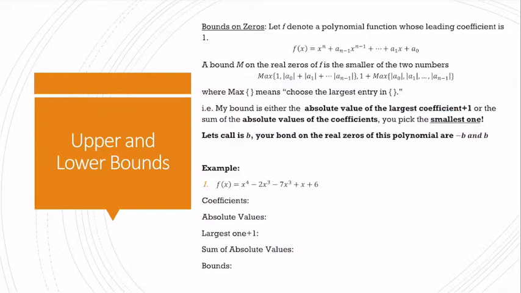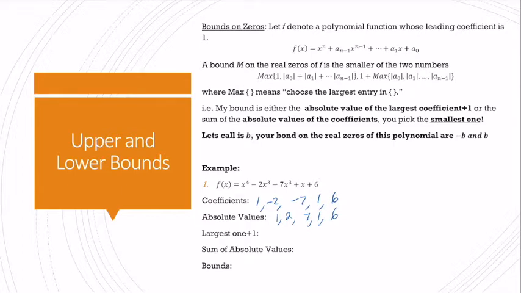So if I have x to the fourth minus 2x cubed minus 7x squared plus x plus 6, my coefficients are 1, -2, -7, 1, and 6. So those absolute values are going to be 1, 2, 7, 1, 6. Remember, absolute value just takes negative numbers and makes them positive because we're measuring the distance from the origin.